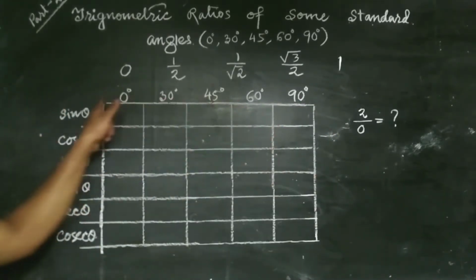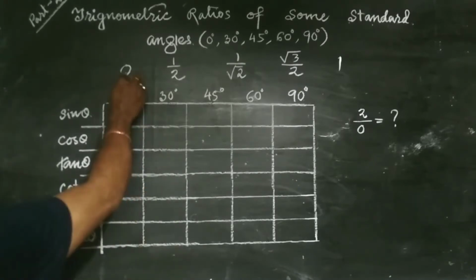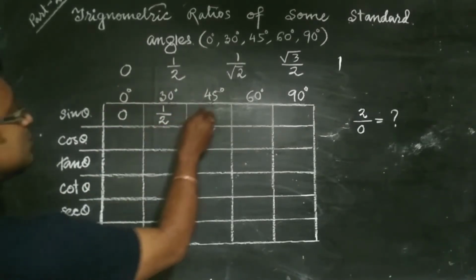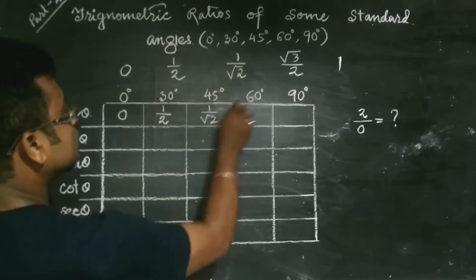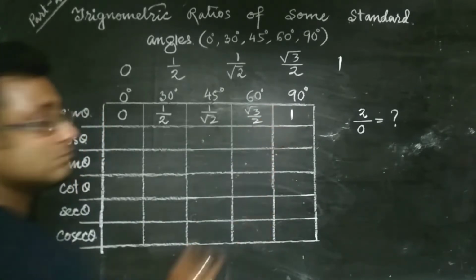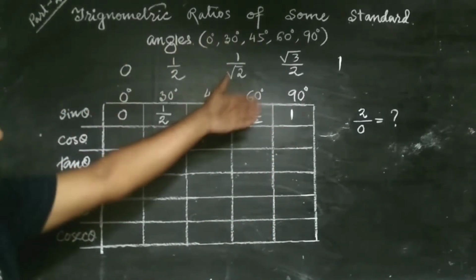Fine. Here I have written sine, cos, tan, cot, sec, cosec. After that, just put the values here. 0 यहाँ पे लिख दो, यहाँ पे 1 by 2 लिख दो, यहाँ पे 1 by root over 2, root 3 by 2 and यहाँ पे लिख दो 1. Fine, कोई problem? Whatever you have written here, we are just repeating it.